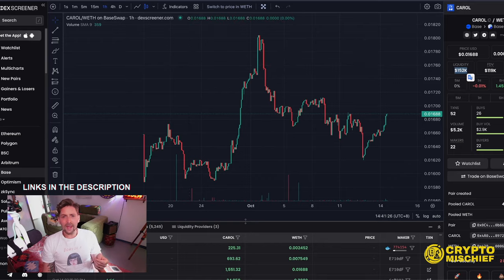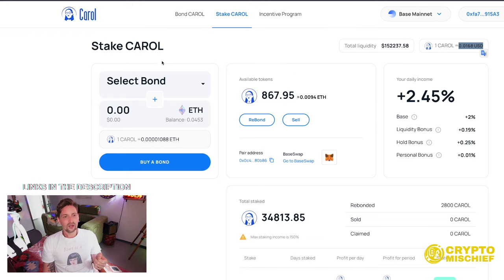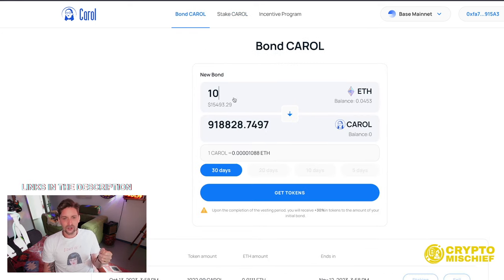There's only one way to buy Carol. You need to come to Carol, then stake Carol. No, not yet. We go to bond Carol. And then in Carol here, you can bond your ETH to get Carol token. That Carol token is then distributed to you daily for 30 days. When you bond Carol, you also get 30% extra Carol token.